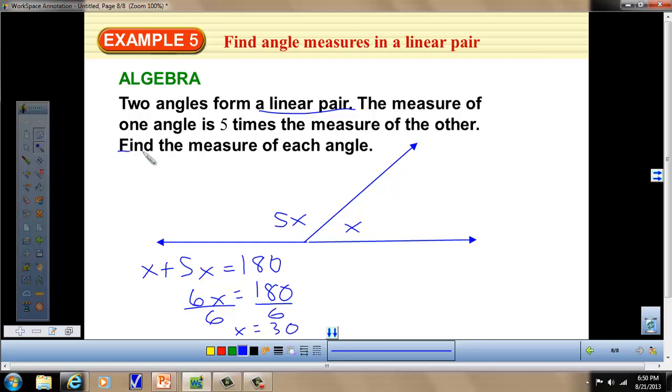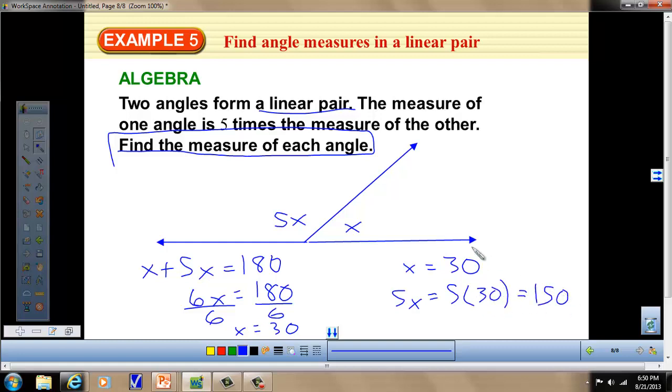They say find the measure of each angle. So we have two answers here. The first one is what x is. X is 30. And the second one is 5x. Now 5x is 5 times 30, or 150. If we look carefully, we can see that 30 plus 150 is equal to, we don't know, but is it equal to 180? In this case, yes it is. Therefore, we made our check and everything is okay.